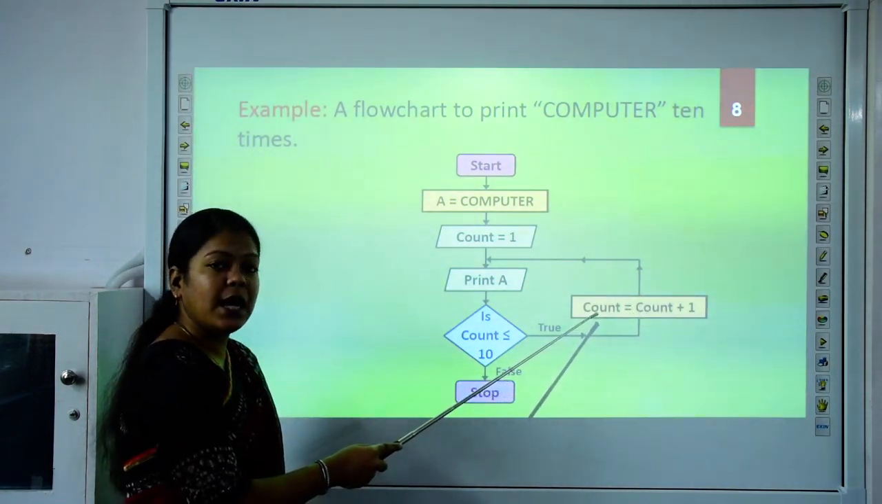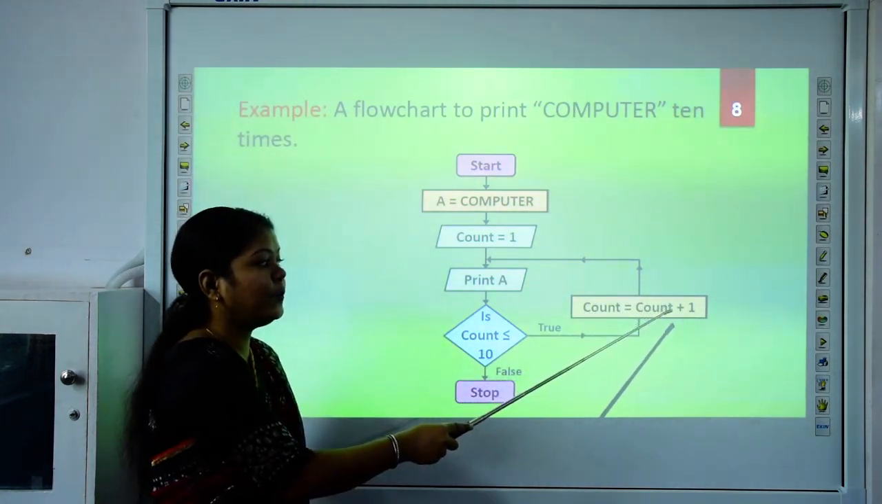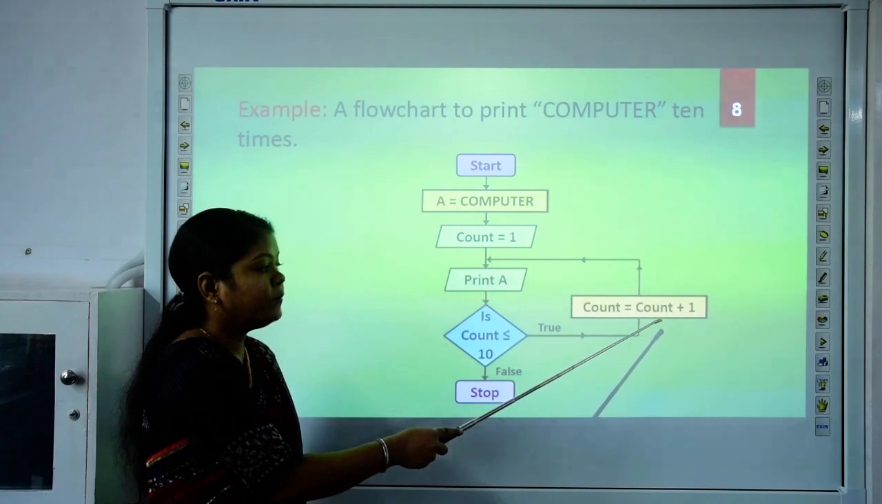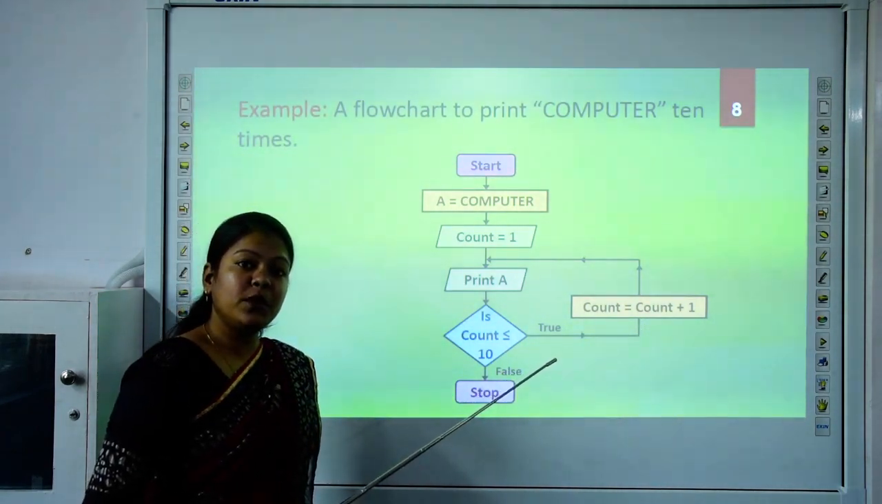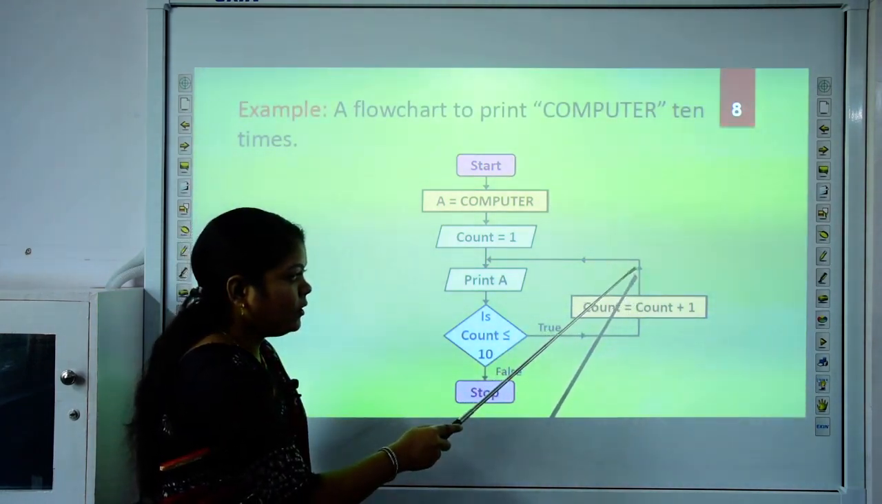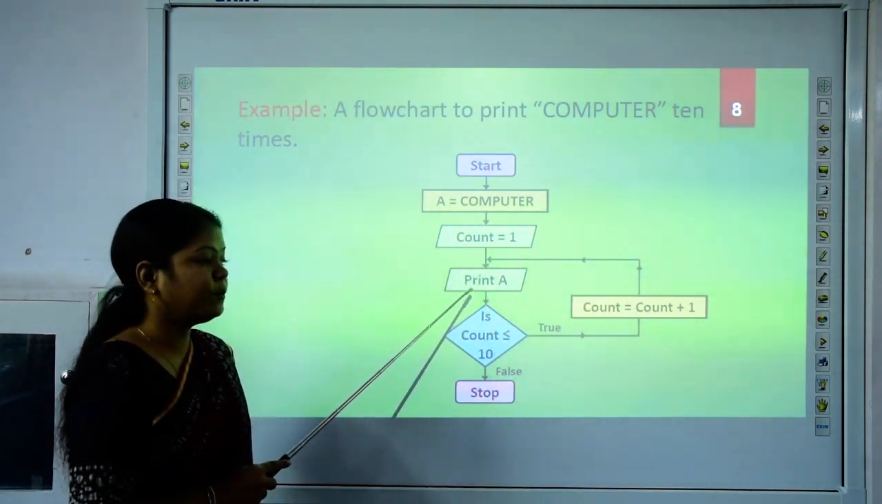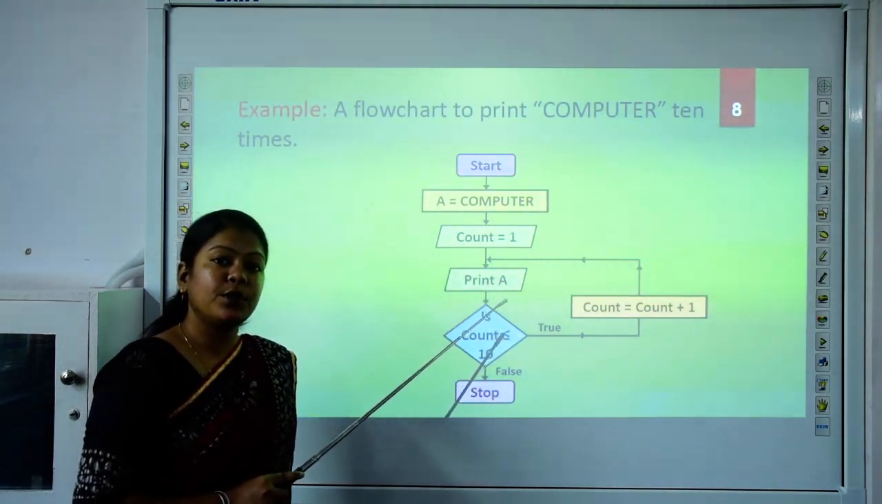Previously we had the count value equal to 1. Now the value will be 1 plus 1 equal to 2, which is assigned into the count variable. So now the value of count becomes 2. Okay. And then again we move to the statement print A. So this print A statement prints the computer on your screen.